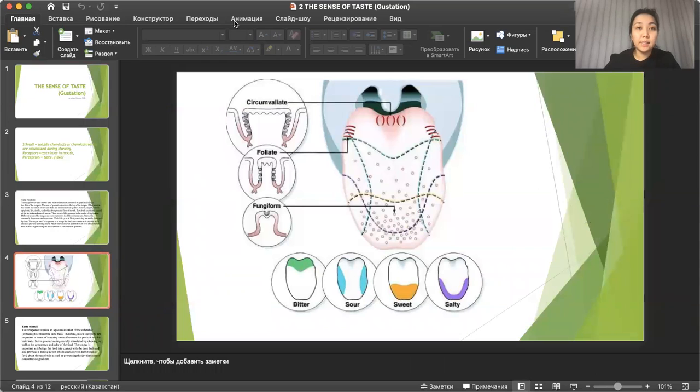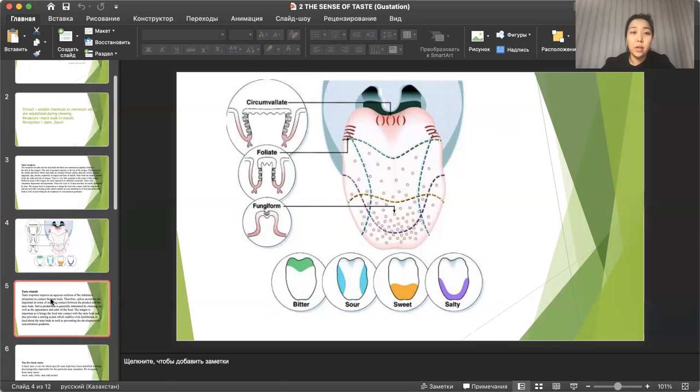On this slide, you can see our tongue and our mouth, how it is. For example, bitter taste we can determine by the back of our tongue. The sour taste we can determine by our sides. The sweet we can determine using the tip of the tongue, and the salty the same, the center and the tip of the tongue.